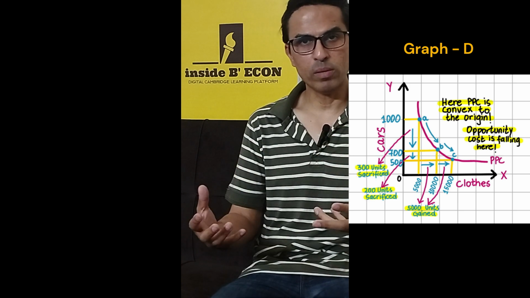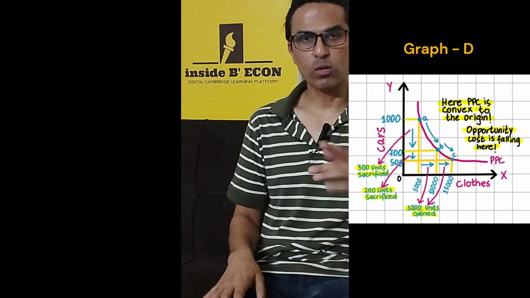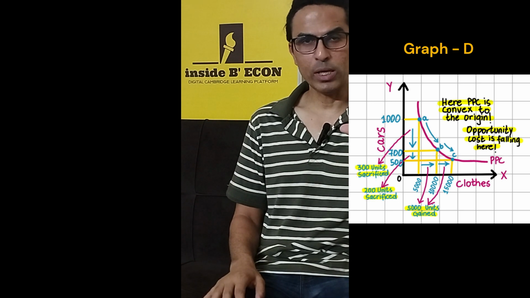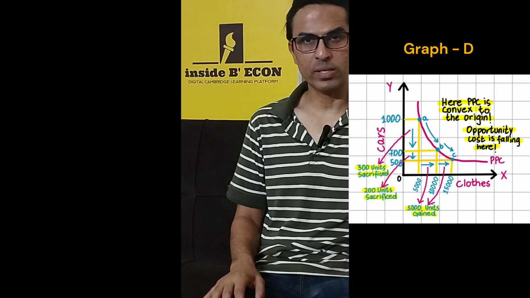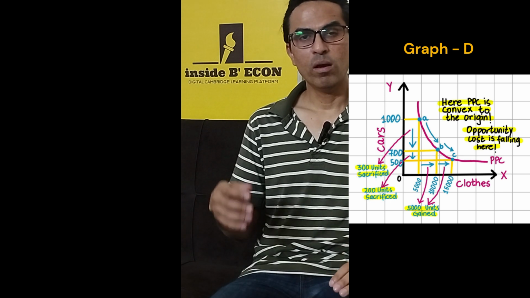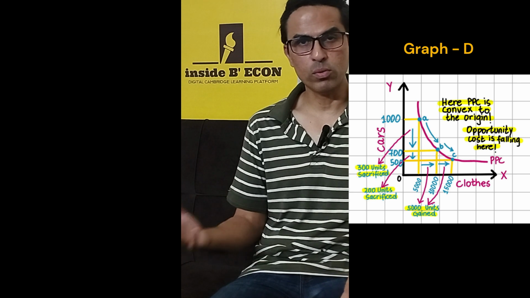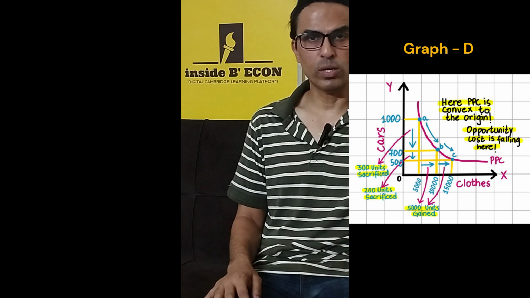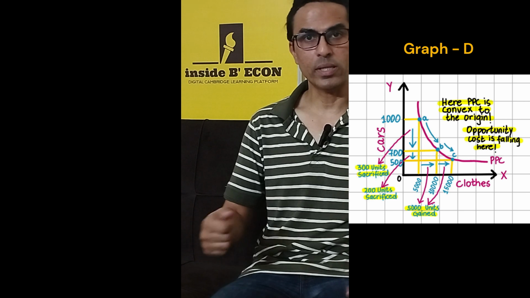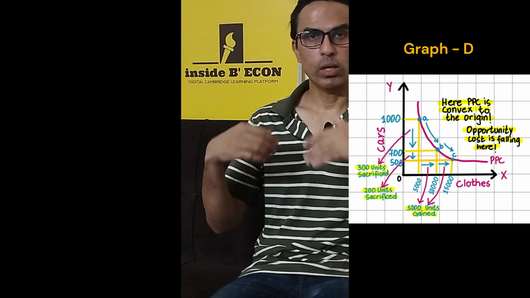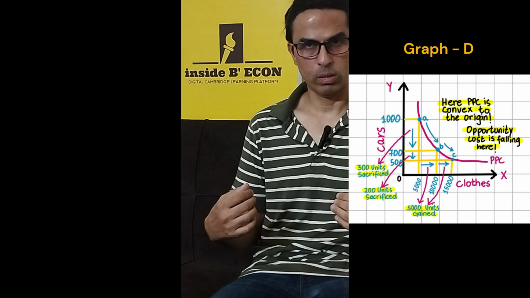Now if the country further moves from point B to C, you can see that opportunity cost is decreasing. How many units of cars will be sacrificed? Only 200 units to get the same additional 5000 units of clothes, because now the production of cars drops from 700 units to 500 units only. So the opportunity cost is going down, right?